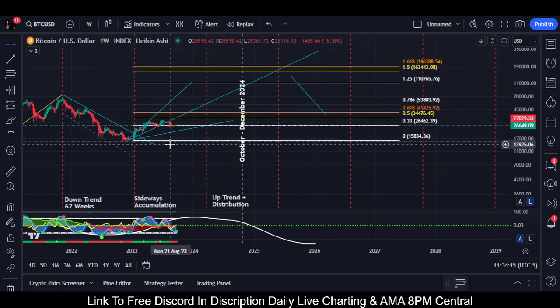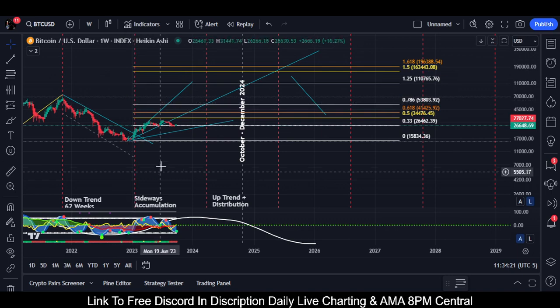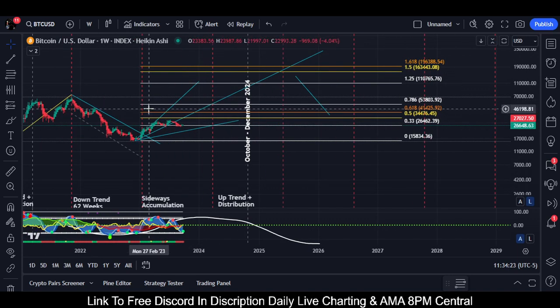So right now we're at about 50% of this time cycle, and if you're wondering if this works, I'm just telling you that it does, and you should prove that to yourself by just looking at it.